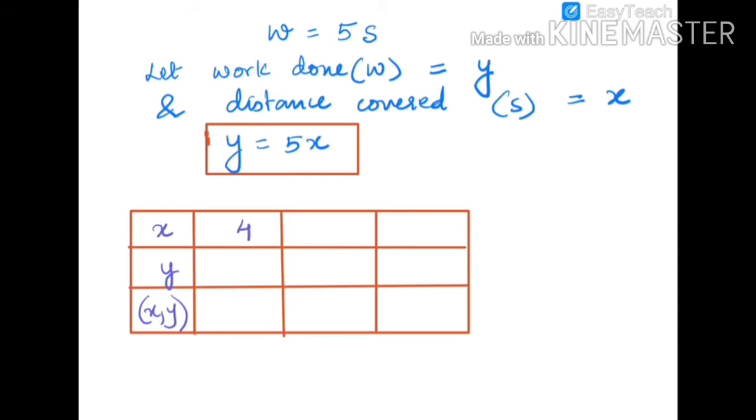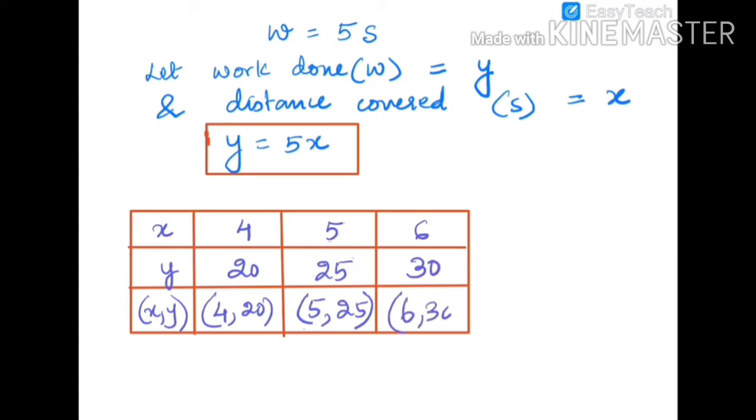Let's take x as 4, then y will be 20. So the solution point will be 4, 20. If you take x as 5, y will be 25 and the solution point will be 5, 25. Similarly, the next point will be 6 and 30. Since x represents distance travelled, we cannot have negative values, and that is the reason we have chosen only positive numbers here.